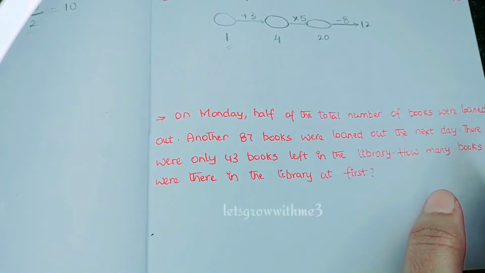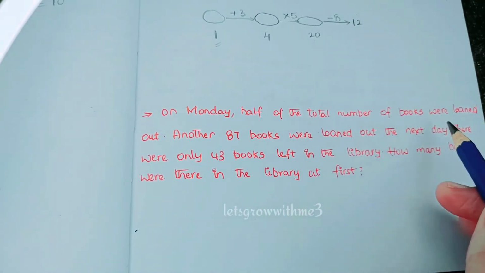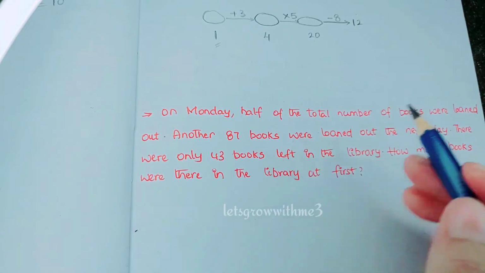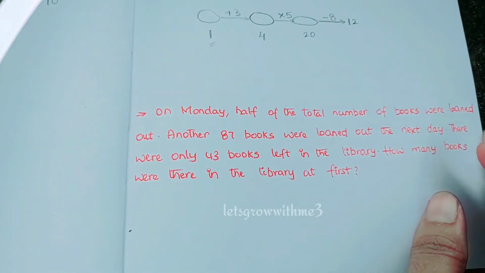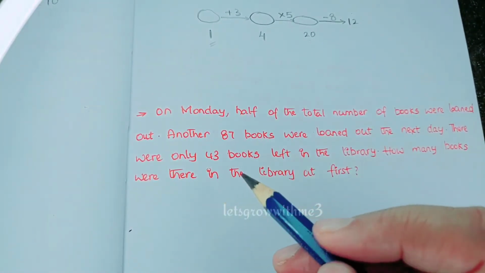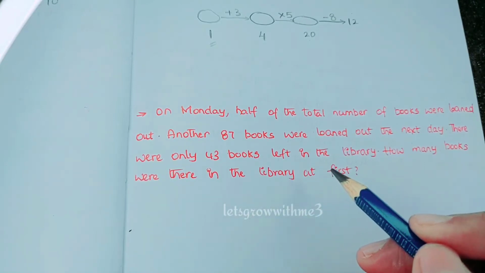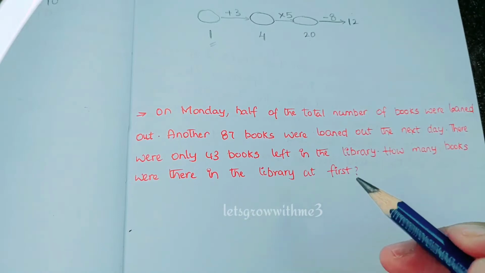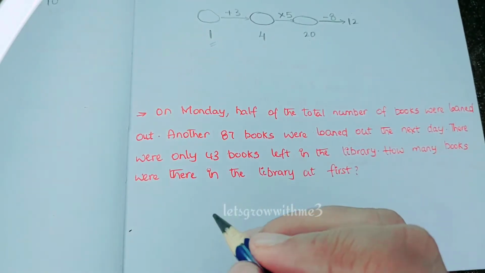On Monday, half of the total number of books were loaned out. Another 87 books were loaned out the next day. There were only 43 books left in the library. How many books were there in the library at first? Let's see here.